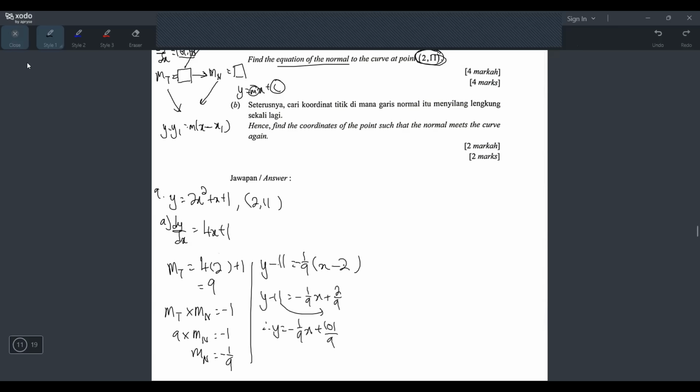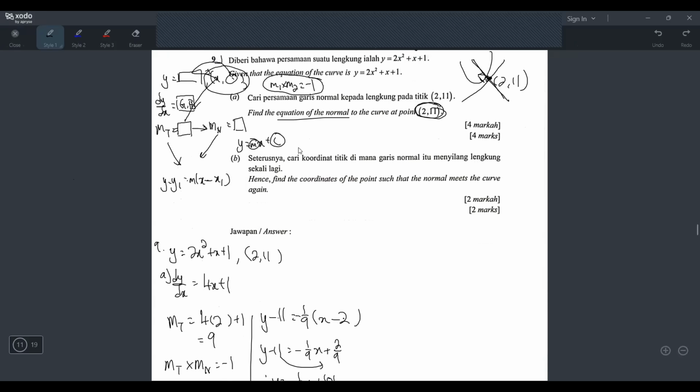Okay, now we can continue with the B question. Okay, the B working, I'll do it here. All right, let's read the question. Hence, find the coordinates of points such that the normal meets the curve again. Wait, what does it mean? Normal meets the curve again.